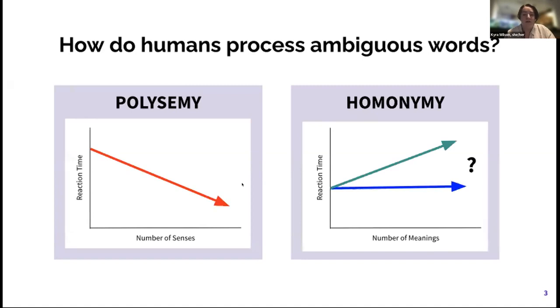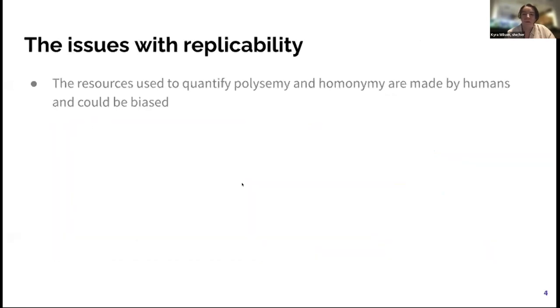Some studies find that having multiple unrelated meanings can actually slow the reaction time, or they don't find an effect of meanings at all. So further work needs to be done to truly understand the effect of unrelated meanings on word recognition. However, one challenge to researching this is that there isn't really a gold standard resource that can be used to quantify homonymy and polysemy. Typically, resources like dictionaries or WordNet are used, but there are limitations to using these human curated resources.